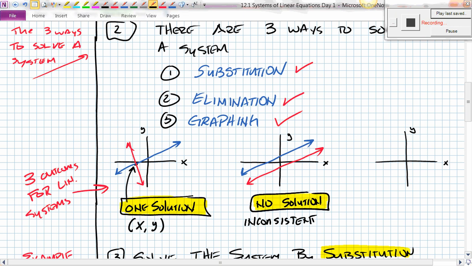So far there's one solution. They could be parallel lines. And what's the third way? What do you think? Same line, yeah. So it's like if the red line and my other equation were right on top of each other, basically the same line. So we would call that infinitely many solutions. And the book calls that a dependent system.